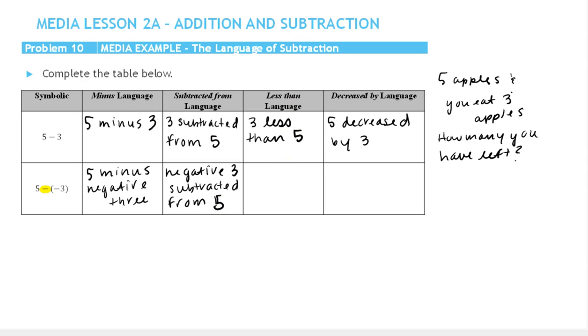Less than language, so we have negative 3 less than 5. And finally, decreased by language, this would be 5 decreased by negative 3.